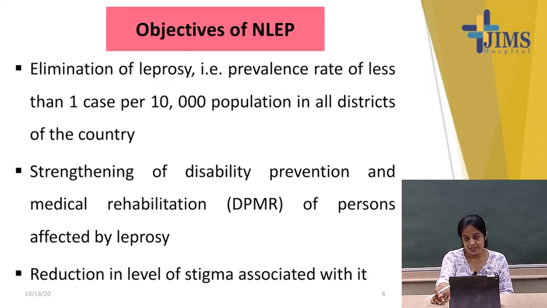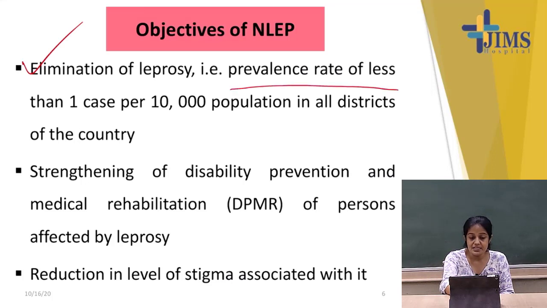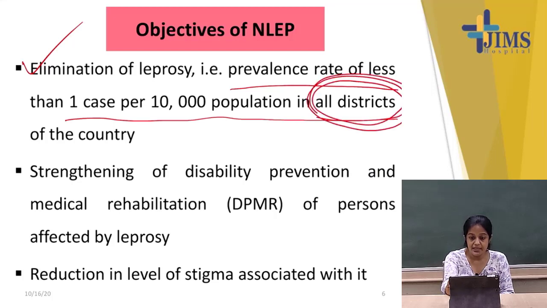As I have already discussed, these are the objectives. First, the elimination of leprosy. How to eliminate leprosy? Elimination of leprosy means a prevalence rate of less than 1 case per 10,000 population in all the districts. Many districts are there where the prevalence rate is still more than 2.